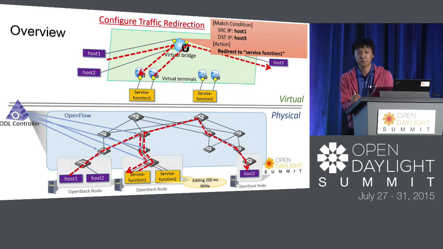By default, VTN manager chooses the shortest path. But VTN manager also provides a way to change this policy. So VTN manager provides other algorithms to choose the path, not only the shortest path. So you can, for example, specify the weight of each link.